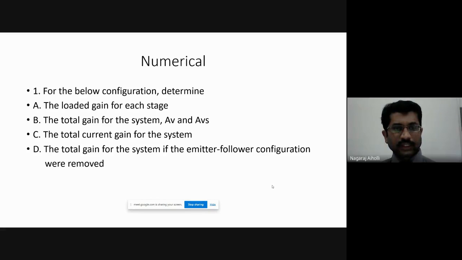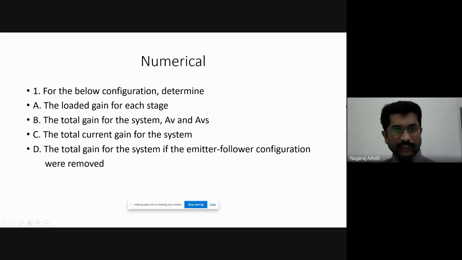Second, the total gain for the system, AV and AVS. AV is the total gain, and AVS is the gain with the source resistance. Then total current gain for the system. And fourth one, the total gain for the system if the emitter follower configuration is removed.